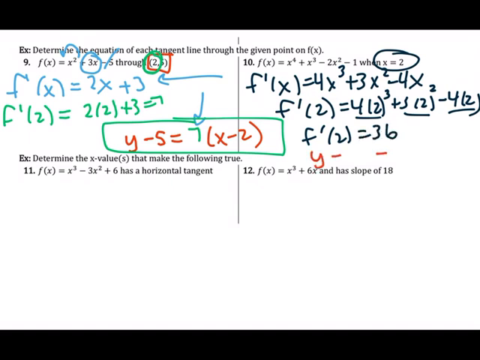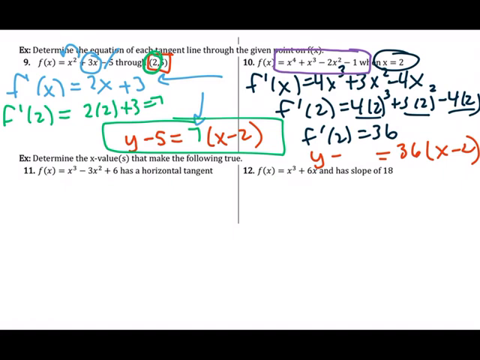y minus the y value, wait a second, we don't have a y value yet. That's okay, we can find it, equals our slope, 36, times x minus the x value. How do we find the y value? Well, we just plug in 2 into our original function. That'll tell us what the output is there.